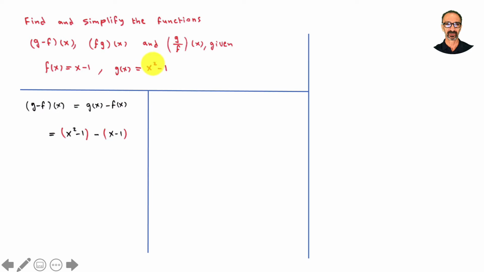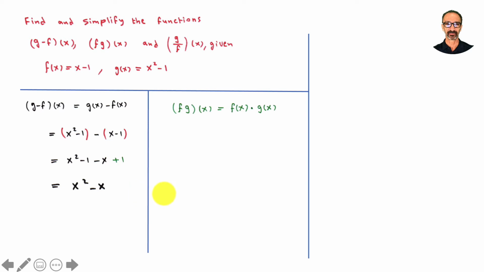I have g, x squared minus 1. Subtract f of x, which is x minus 1. Apply the distributive and make sure that you apply the negative, so negative times negative becomes positive. These numbers cancel, negative 1 and 1. And now I have x squared minus x.